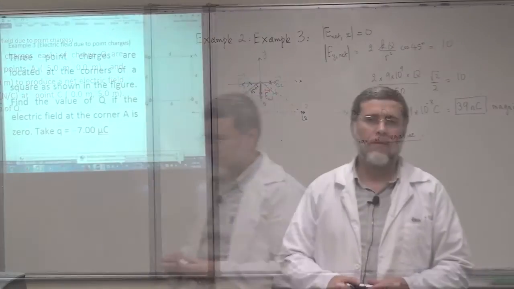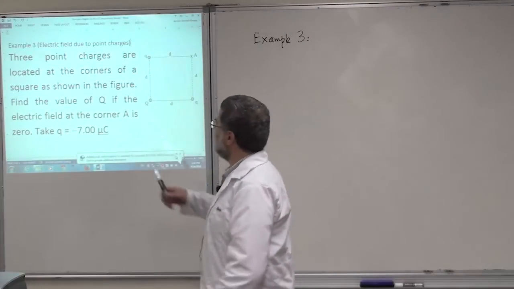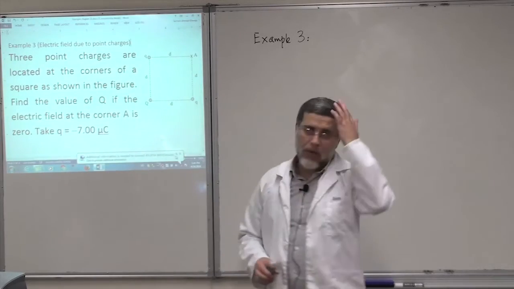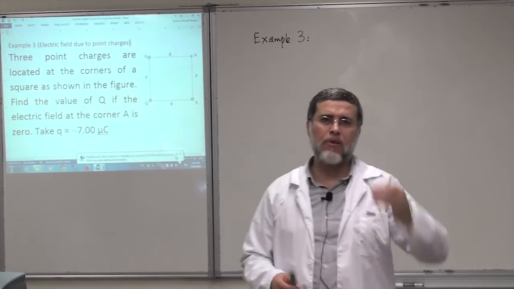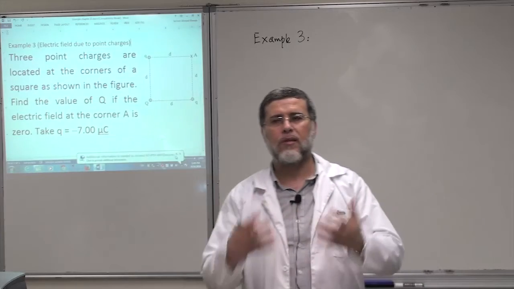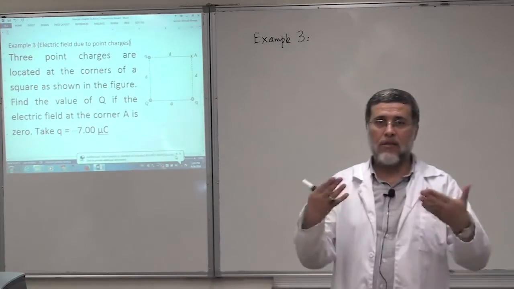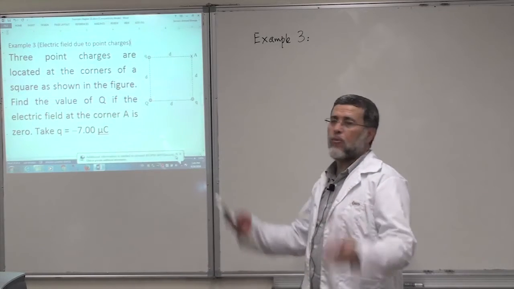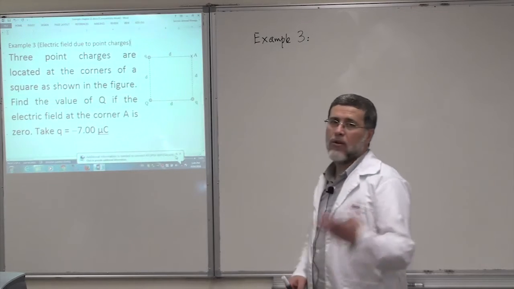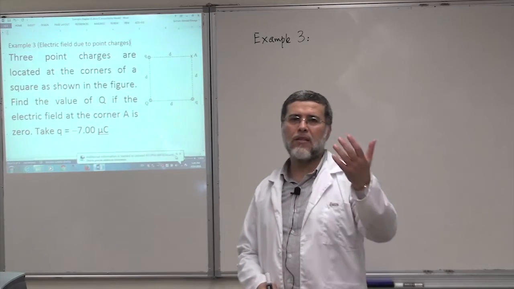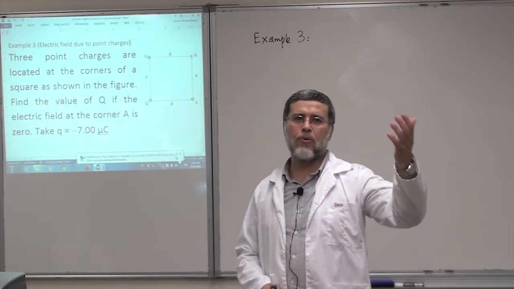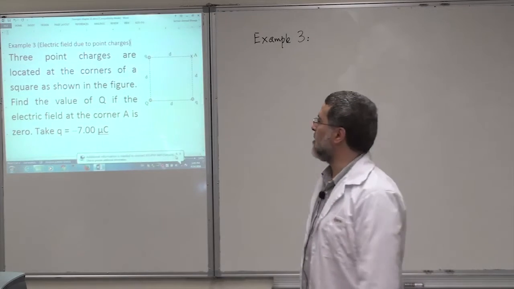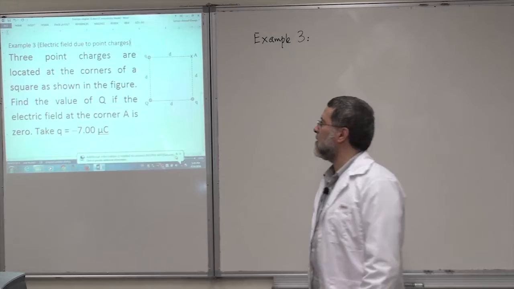Thank you. Okay, let's look at this third example about electric field due to point charges. Of course, we are using the principle which is called the superposition principle, where you have to add vectors as vectors. At a certain point, if you have more than one charge and you want the electric field there, you have to add those vectors. The vectorial sum of the vectors will be the net electric field.